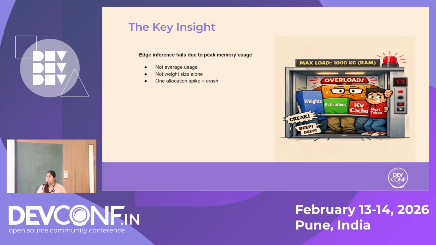So the key insight is that edge inference does not fail because of average memory usage, it fails because of peak memory usage, and one allocation spike is enough to crash the entire process. So the challenge is not just shrinking the model weights, it's also about thinking how much memory we use during inference and controlling the overall memory usage.